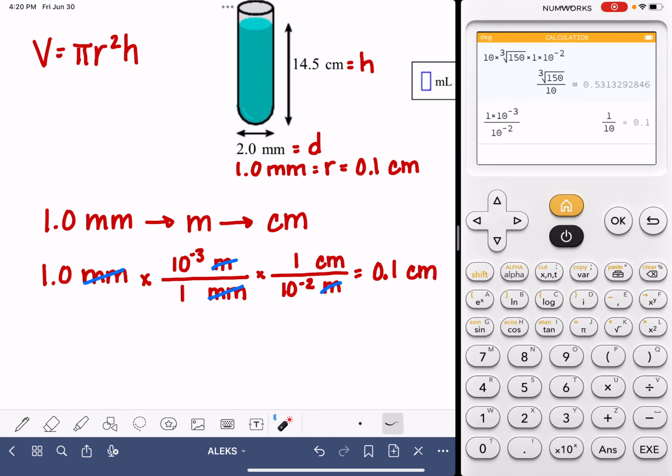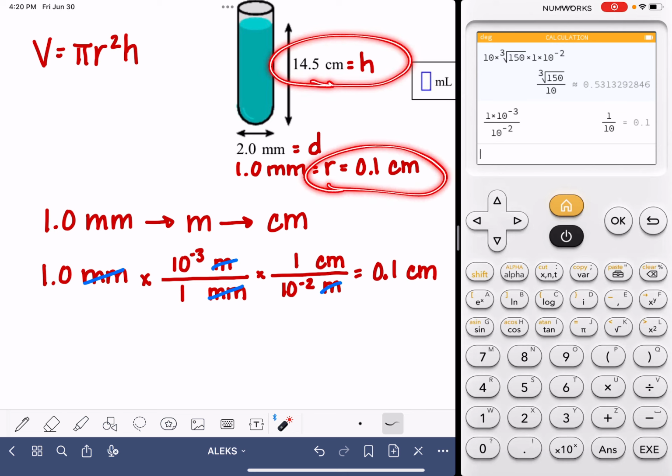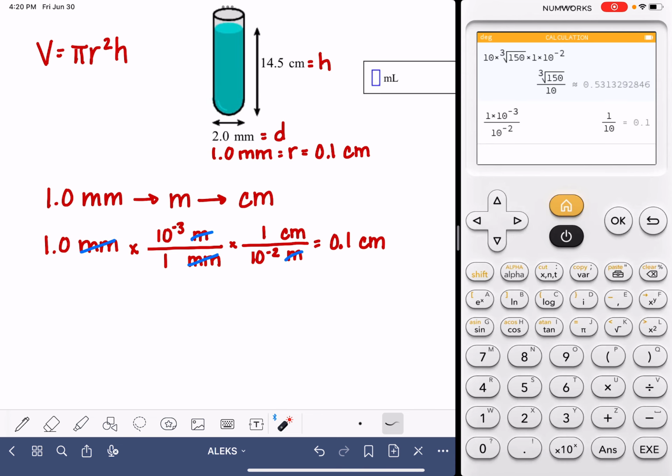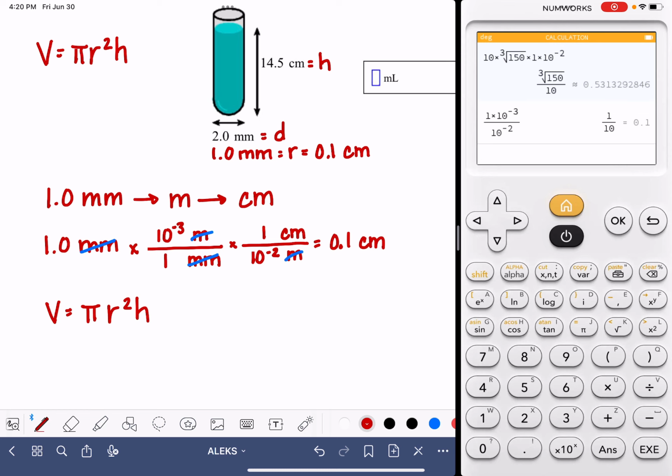If you're doing this volume problem right now, it's going to be easier for you if you convert both your height and your radius into centimeters. We'll see why in just a second. Let's proceed with the volume calculation. The volume of a cylinder is pi r squared height. For this particular cylinder, that is pi times the radius, 0.1 centimeters, squared, times the height, 14.5 centimeters.